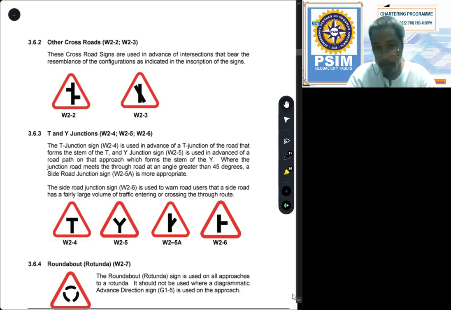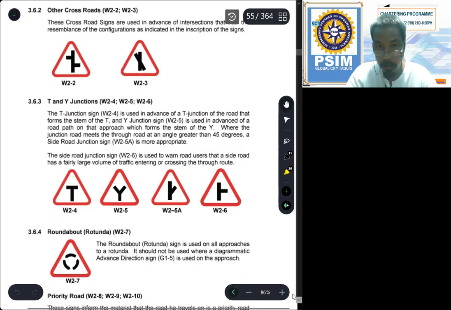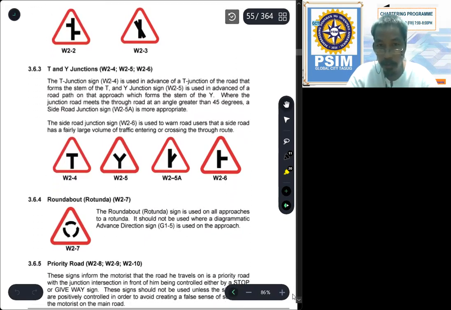Okay, and next are W2-4, W2-5, and W2-6. What are those? T and Y junctions.